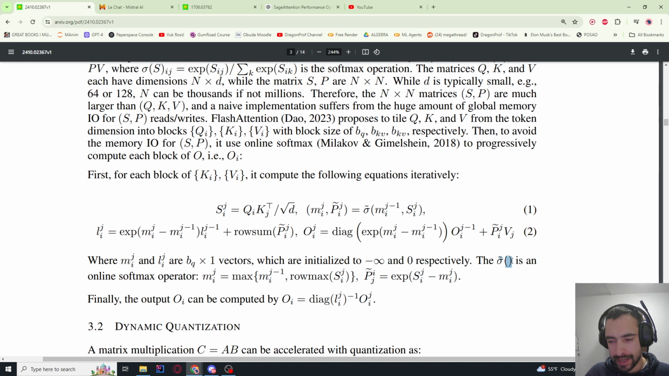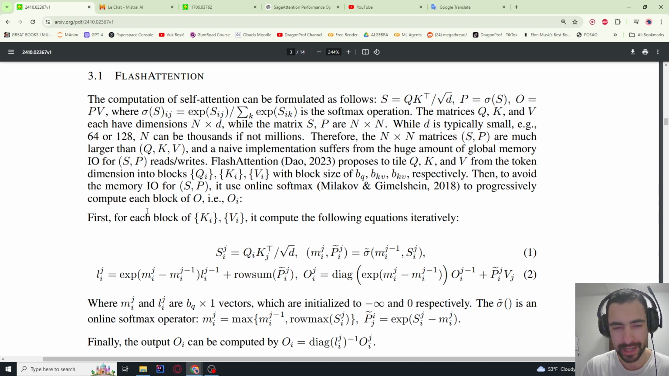And then this guy, this sigma with this little hat, is an online softmax operator. What it does is it helps to iteratively, part by part, calculate a softmax function without having to write everything into memory and calculate everything at once. So as new data comes in, this iteratively, gradually gets updated. Yeah, but this part is kind of tough for me.